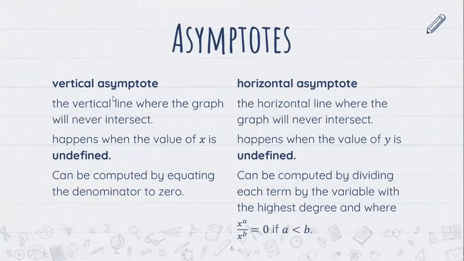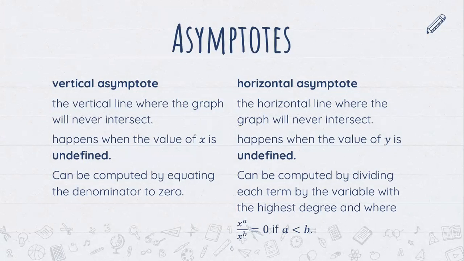Okay? So, we have two kinds of asymptotes. Actually, tatlo yan siya, class, kung i-consider natin yung analytic geometry, yung ginagawa nyo ngayon sa Precal. Pero sa lesson natin today, dalawa lang yung na-introduced. So, we have the vertical asymptote and the horizontal asymptote. Vertical asymptote is the vertical line where the graph will never intersect to.